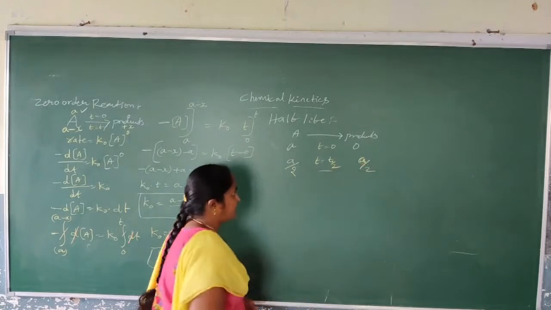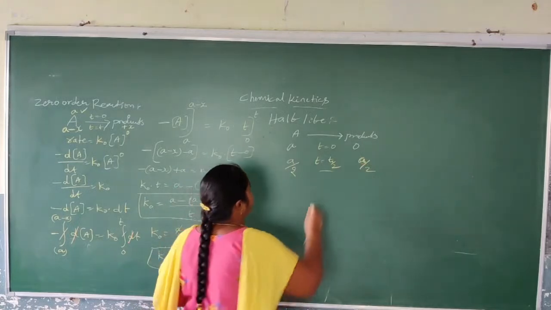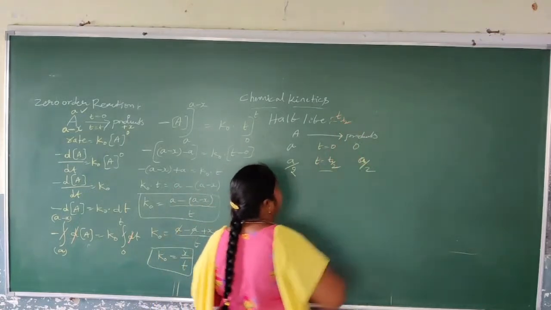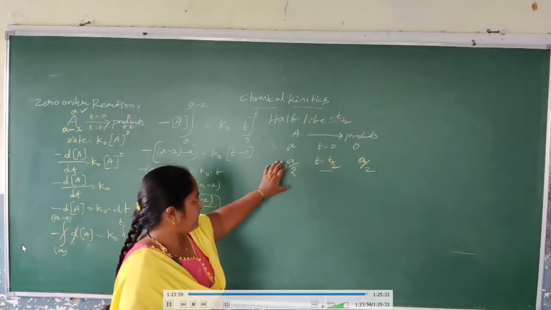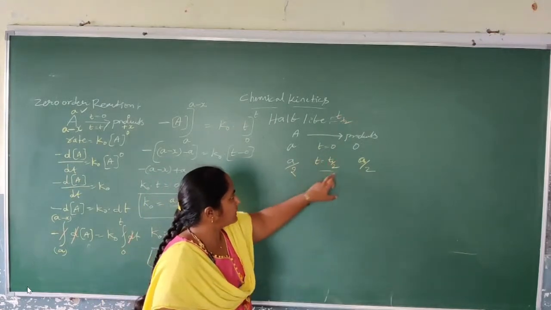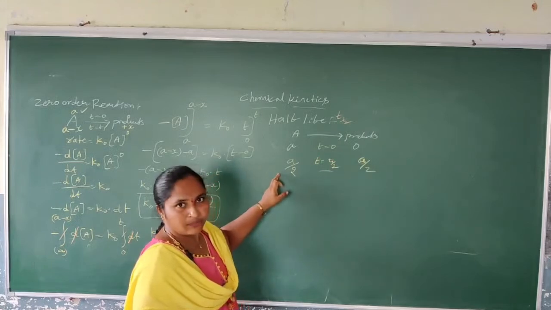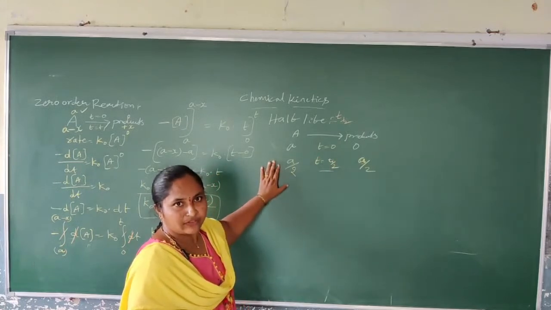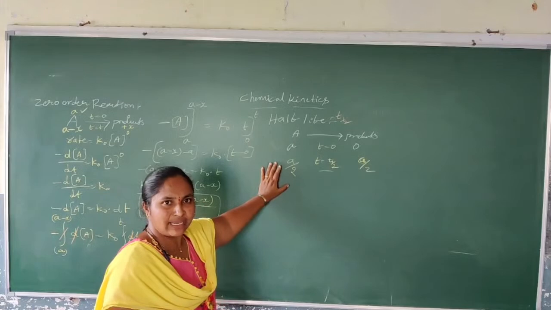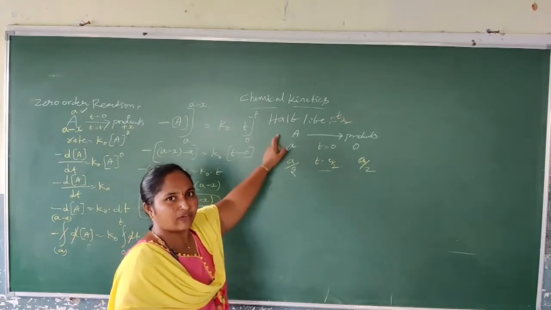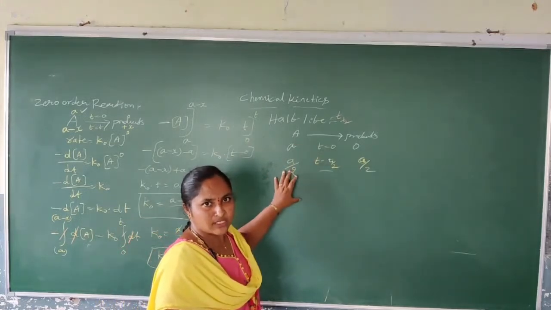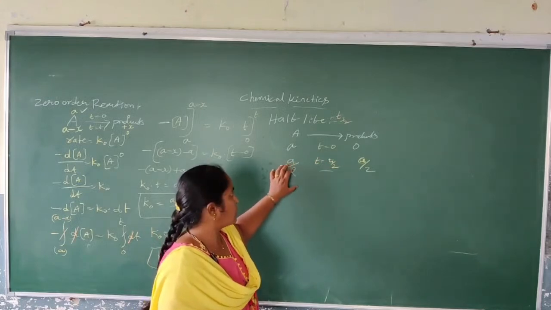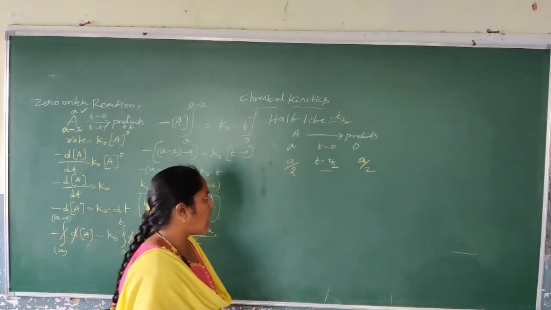That is what T half is. Half-life is indicated by T half. What is the meaning of T half? The time required to consume half of the initial concentration of the reactant is known as the half-life. The time required to consume half of the initial concentration of the reactant is called the half-life.